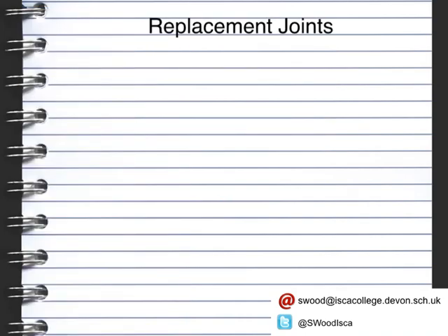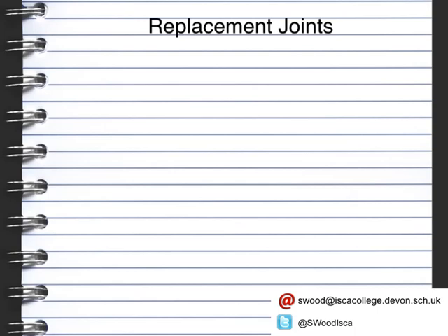Now replacement joints are exactly what it says on the tin. It means that you can take a joint that perhaps has broken, perhaps a bone has worn away, the socket has become damaged, the bone is broken, and you can replace it with something new. Now there are some advantages and some disadvantages to this, but let's have a look at what we're actually talking about.